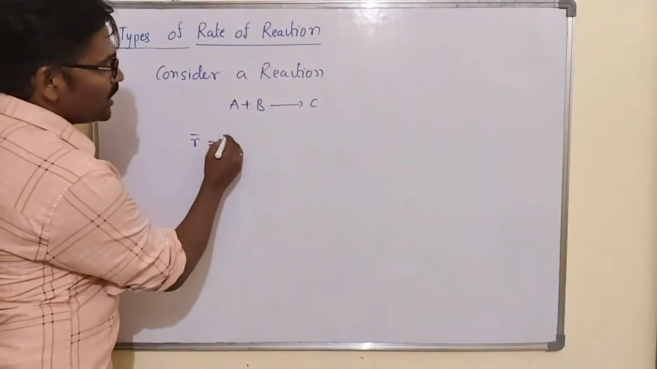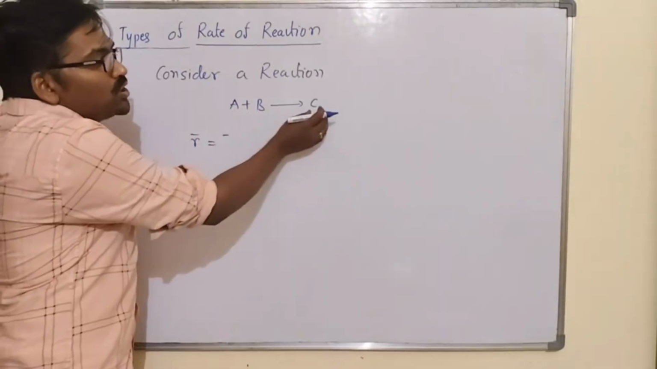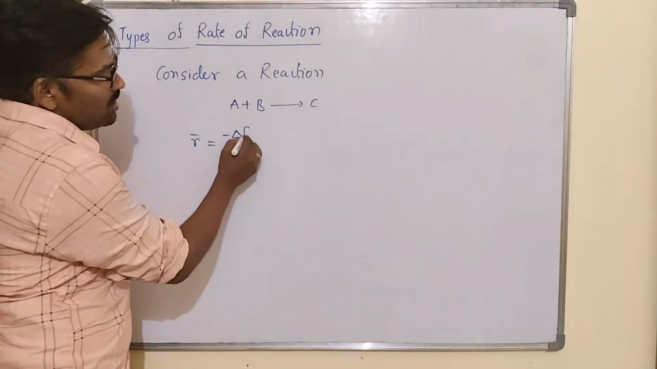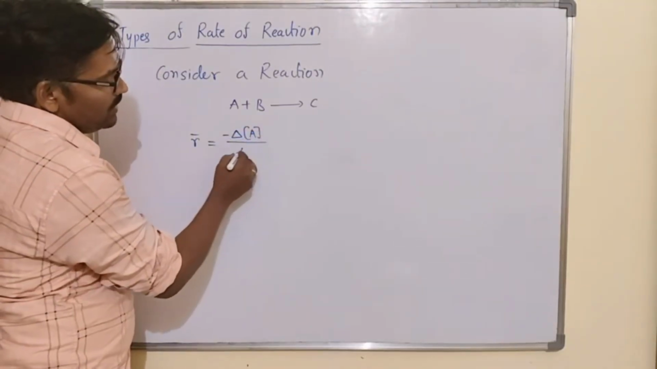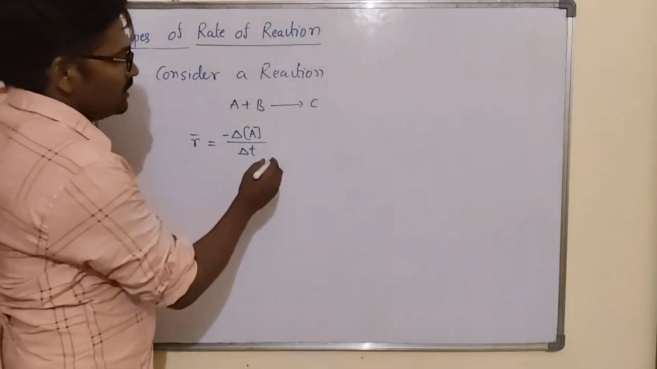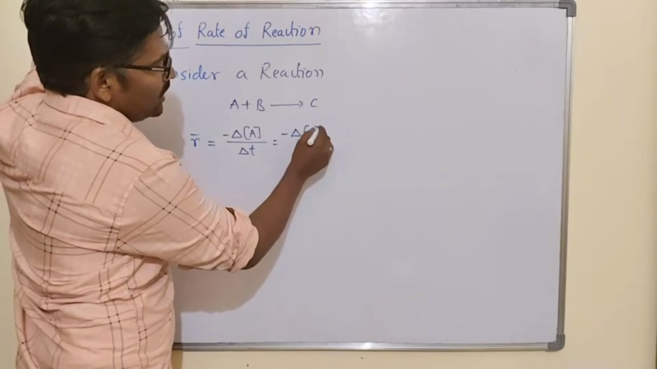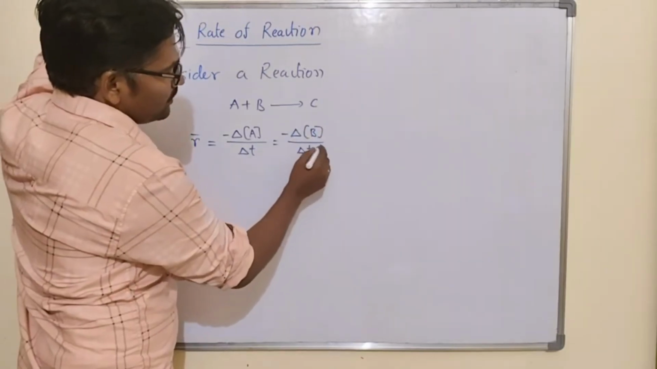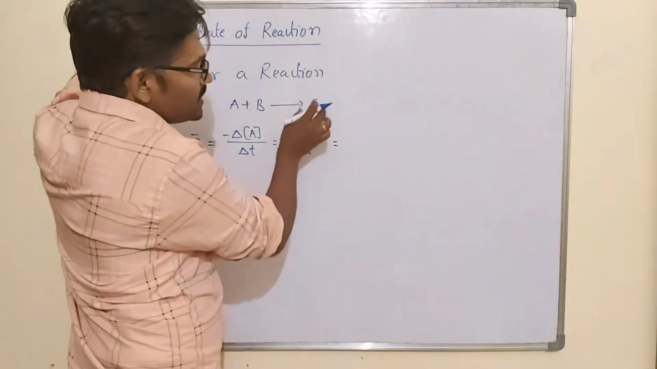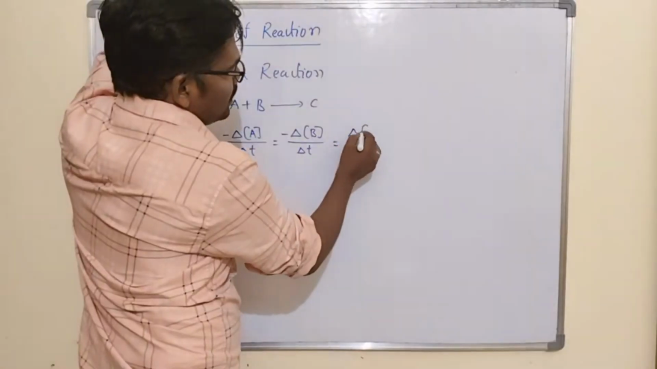You have to take the negative sign for reactants and the positive sign for products. So for the reactant A, R bar equals minus delta concentration of A divided by delta t. Then with respect to B, it equals minus delta concentration of B divided by delta t. With respect to C, it is a product, so there is no need for a negative sign, so positive: delta C divided by delta t.